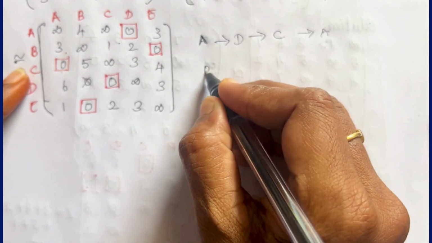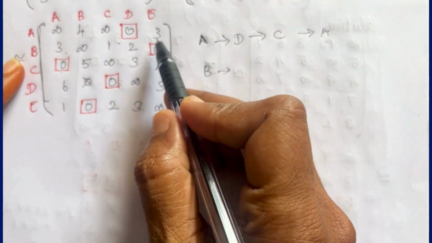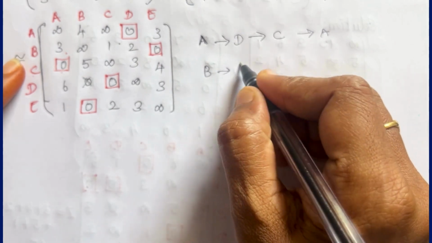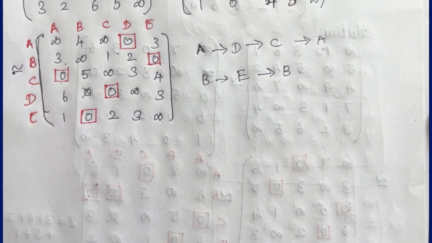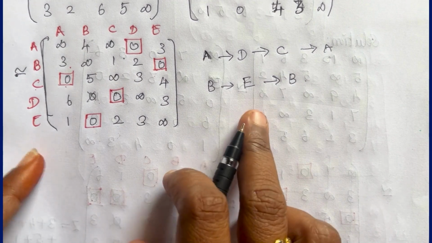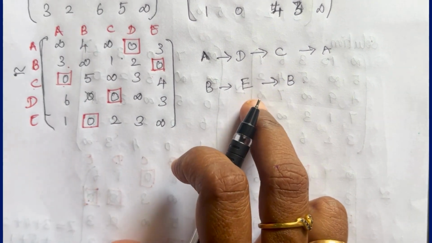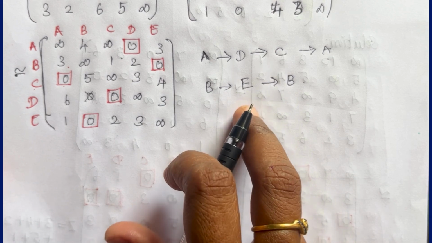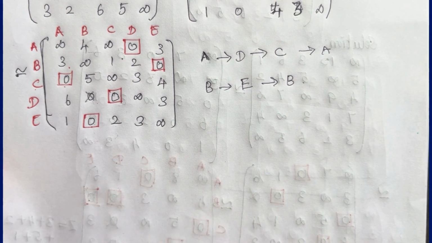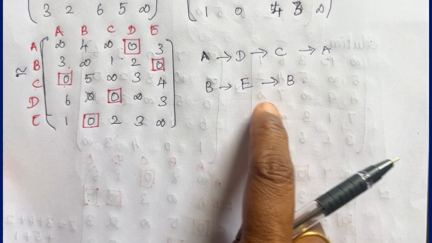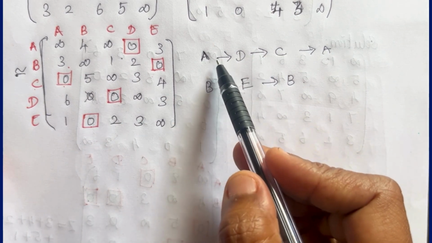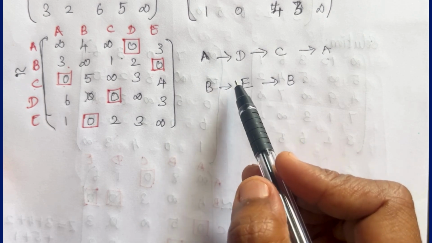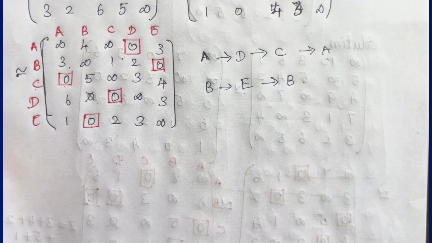Next, to start the second city after A, we need to start with B. From B to E, E to B. Right. So this is the second problem, and here also we had a subtour. So it's a very typical problem as we see here. Now again the same procedure will be followed as we did in the first problem.